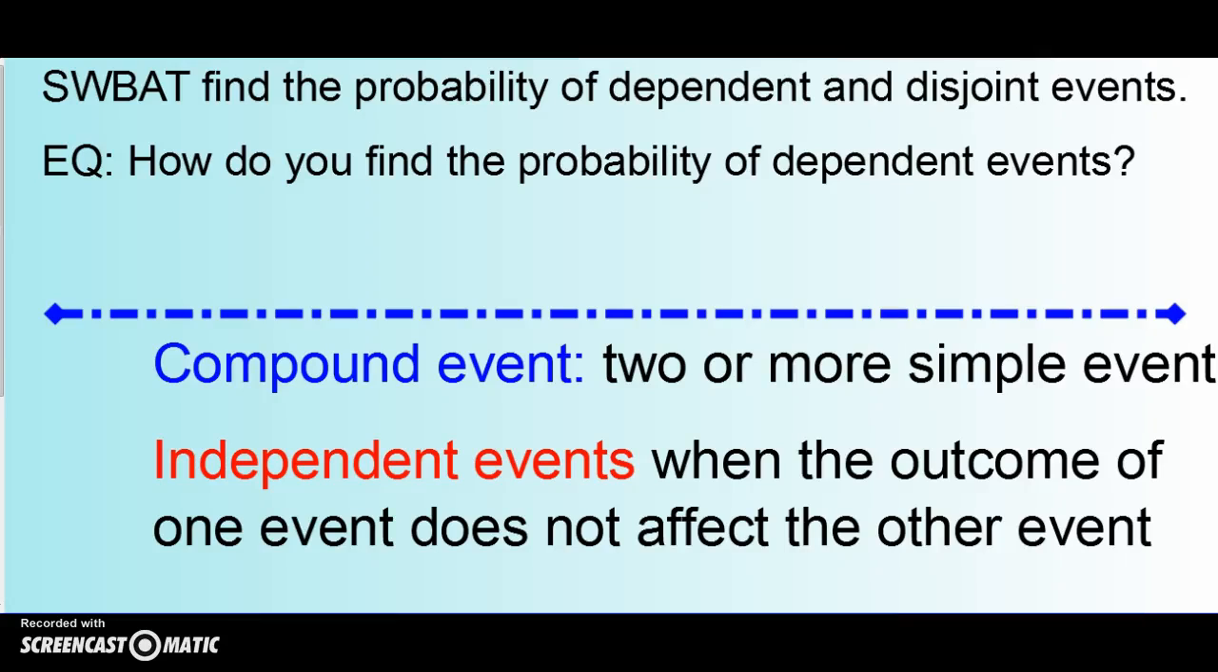Hi, this lesson is from page 659 in your student book, and the objective is the student will be able to find the probability of a dependent event and a disjoint event. The essential question is, what steps then do you take to find the probability of dependent events?